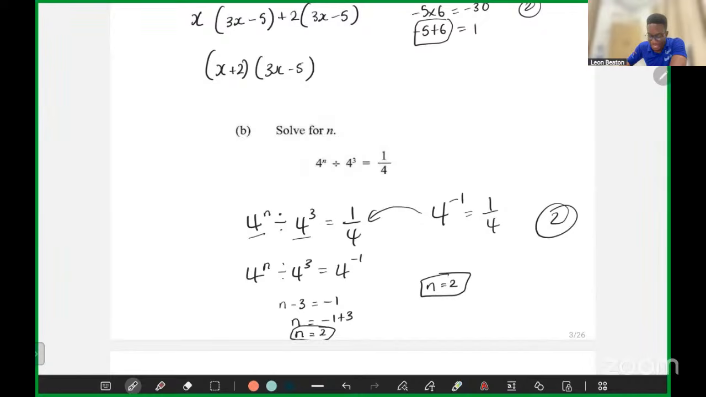All right. And if you want to double check and see if your answer is correct, so we see 4 raised to the n power. So 4 raised to the second power divided by 4 raised to the third power. That would give us, we put back the 4 and we subtract the powers, which is 2 minus 3, which will give us 4 raised to the negative 1 power, which is the same as 1 over 4. All right, that's how you can double check your answer there.